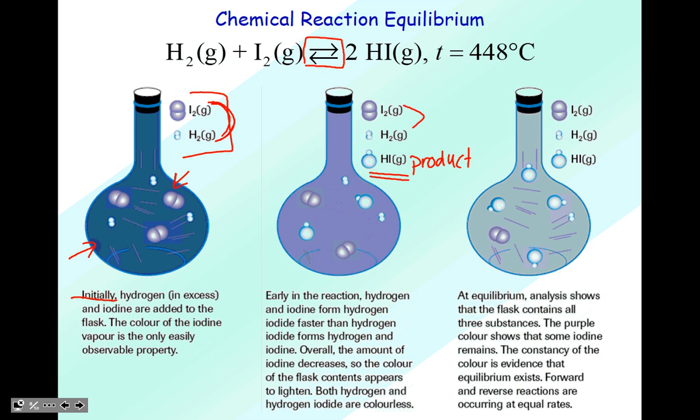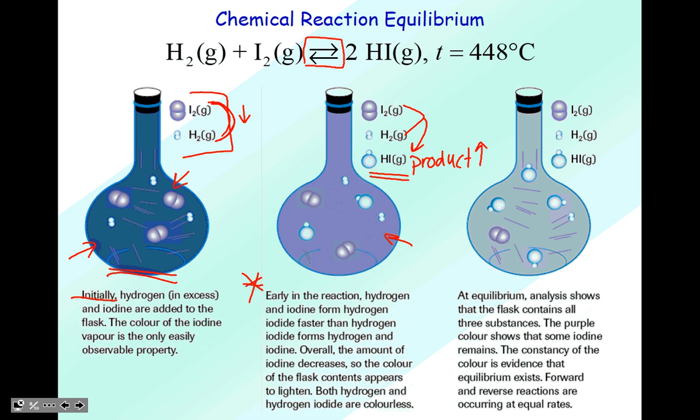So as these two react, they form a product. All of a sudden the color changes because now the two reactants are actually decreasing in concentration and the product is slowly increasing in concentration because those reactants are reacting to form a product, whereas before here, there's just the reactants, okay? So early in the reaction, hydrogen and iodine form hydrogen iodide faster than hydrogen iodide forms hydrogen and iodine. Overall, the amount of iodine decreases, so the color of the flask contents appears to lighten. Both hydrogen and hydrogen iodide are colorless, so we only take a look at the iodine presence.